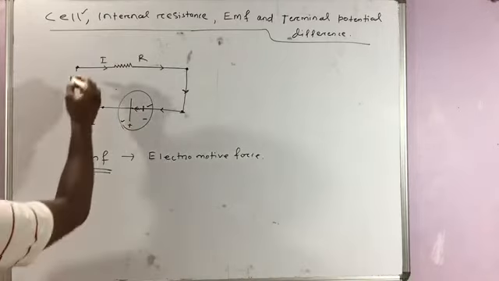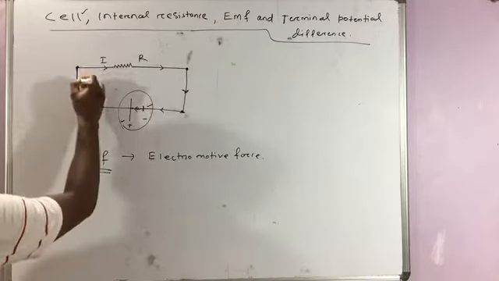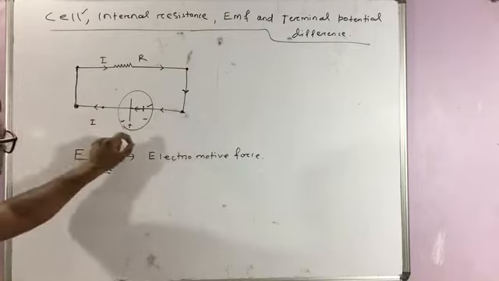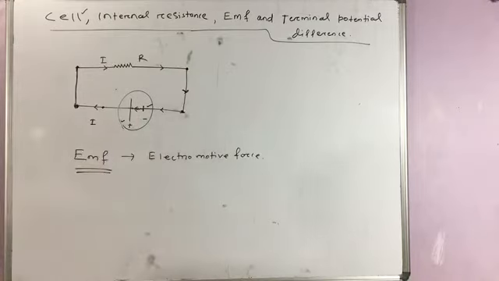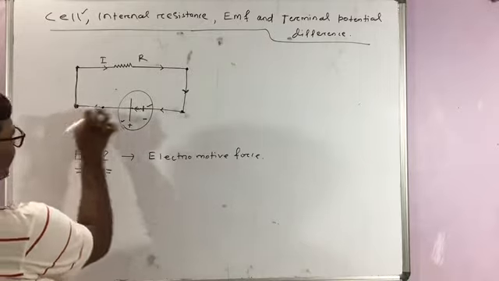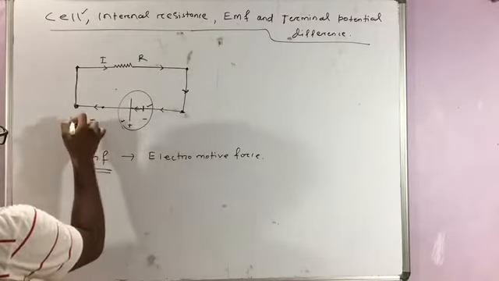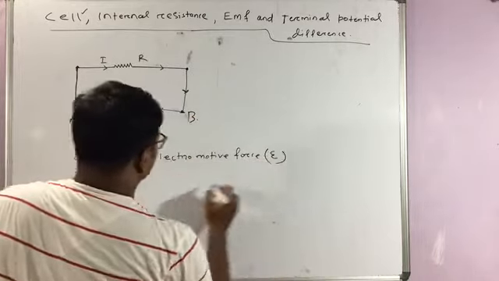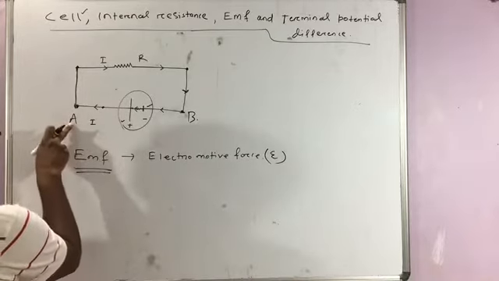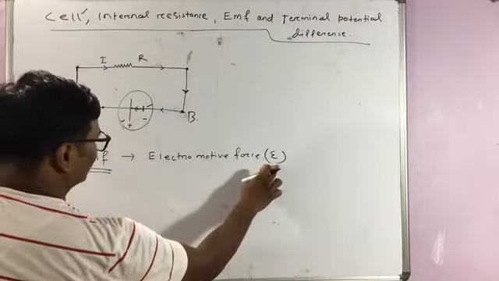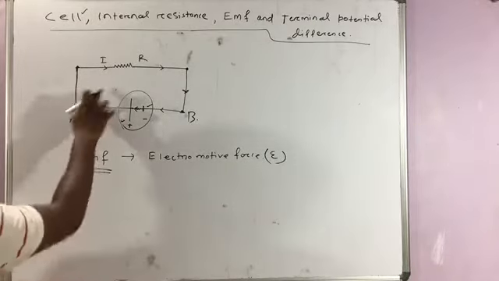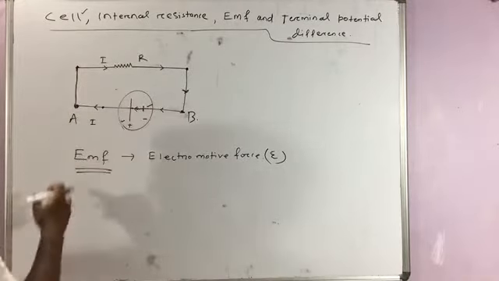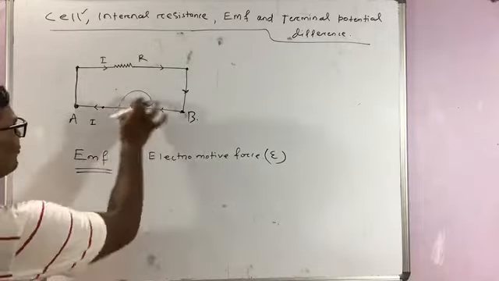But once you join this, the current will start flowing, which means the cell itself will oppose the flow of current. Because of that reason, the potential difference across these two ends, let's say this end is A and this end is B, the potential difference between A and B will be less than the electromotive force, less than the EMF in this case. Because EMF, electromotive force, is the potential difference when no current is flowing, which means it is the actual energy of your cell.